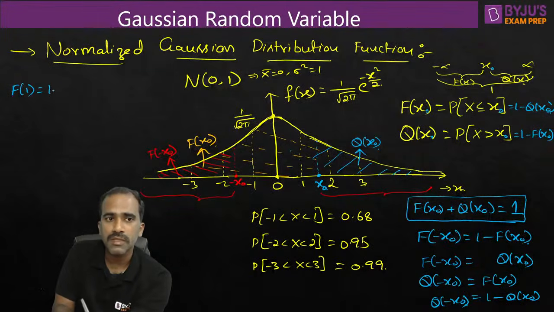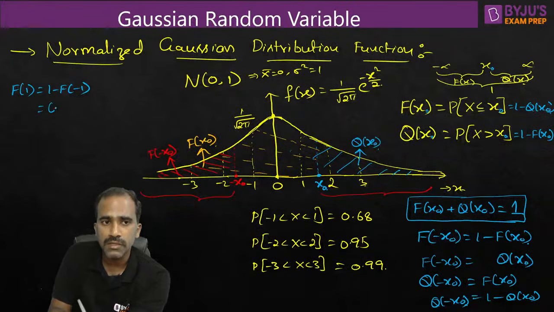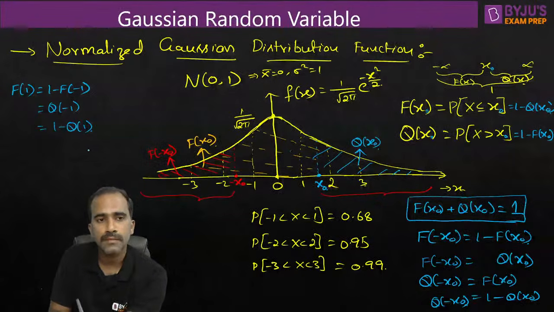F of 1 is also same as 1 minus f of minus 1, correct? According to this relation, f of 1 is same as 1 minus f of minus 1. You might find this in the options instead of this. Or it is also same as q of minus 1. You might find this also in the options. Or you might also find 1 minus q of 1 in the options. Any of these three, instead of this, you can find in the options. So all the four are representing the same answer.